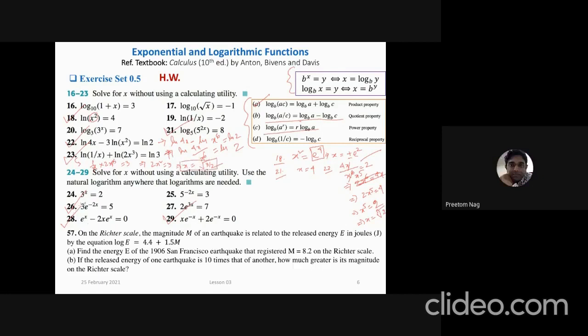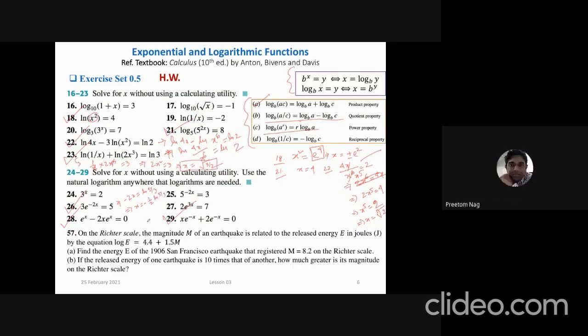So in this case 3 into e to the power minus 2x equals to 5. What will be its result? If I take ln, minus 2x equals to ln 5 over 3, right? Easily বোঝা যাচ্ছে কি হবে result. x will be equals to minus 1 over 2 ln 5 over 3. That is the answer.